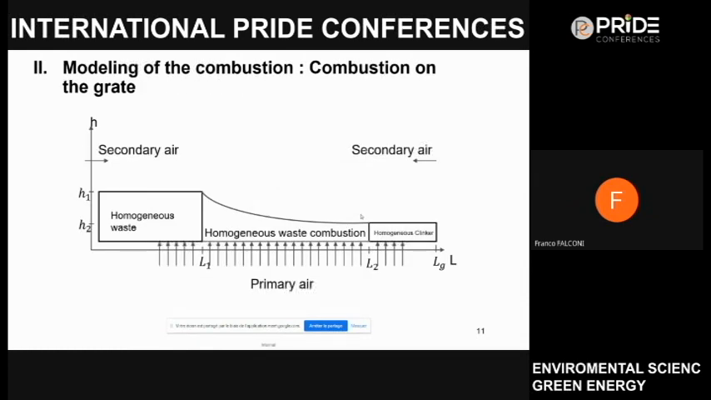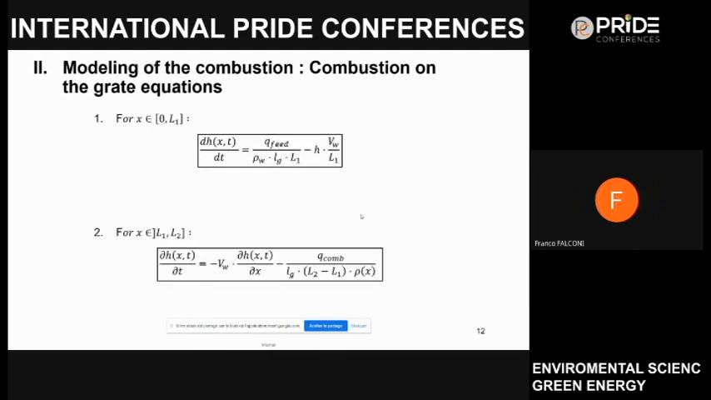So how does the grate work? At the beginning of the grate, we have the injection of waste. So we can consider that we have a homogeneous waste bed. Then this waste bed will start burning as it goes through the flame, and at the end of the grate, we will just have the clinker, which is the remaining of the combustion that cannot burn. So it's mainly composed of metals and inert material that cannot burn, obviously.